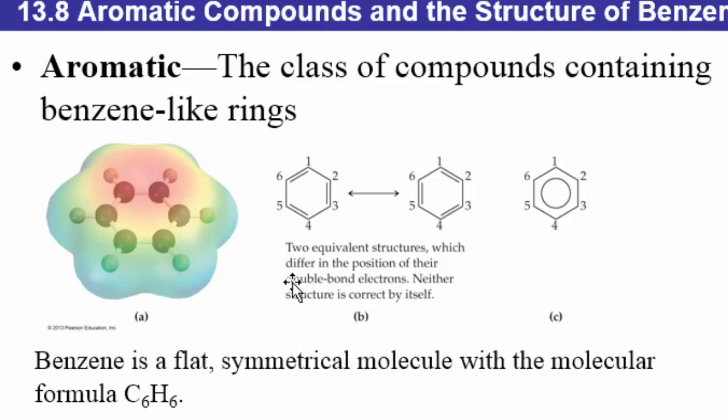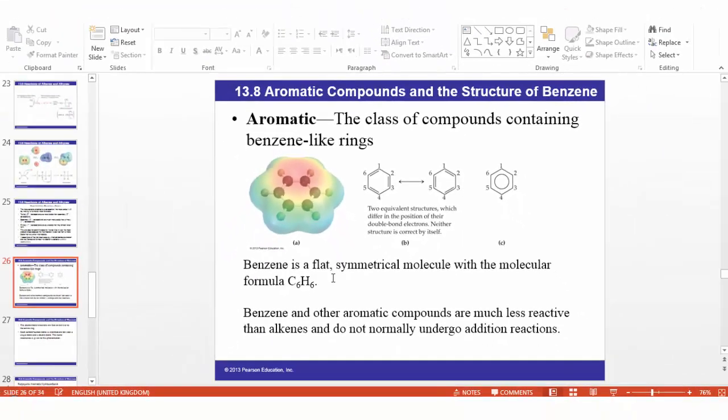Neither one is correct by itself because these pi electrons keep moving and form a cloud above and below the plane of the benzene ring. So the correct structure of benzene is this, where we represent the pi electrons by this circle, meaning that the 6 pi electrons form an electron cloud above and below the plane of the ring. Benzene is a flat, symmetrical molecule with the molecular formula C6H6.